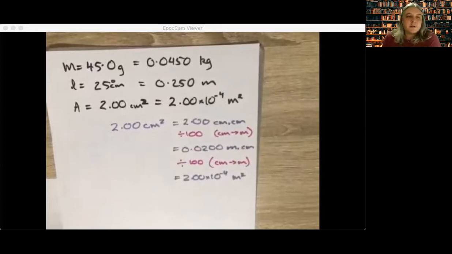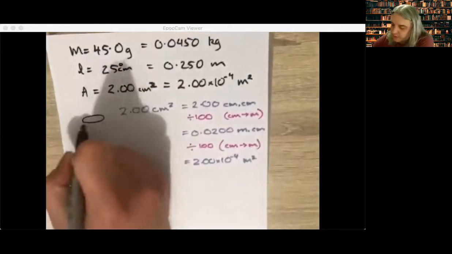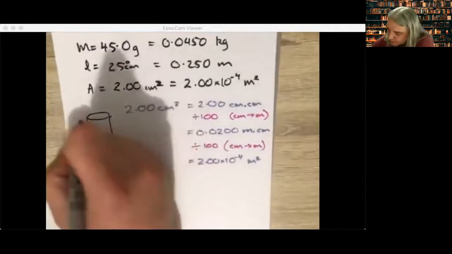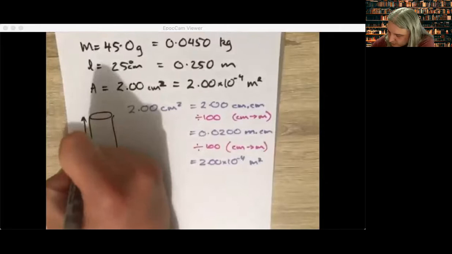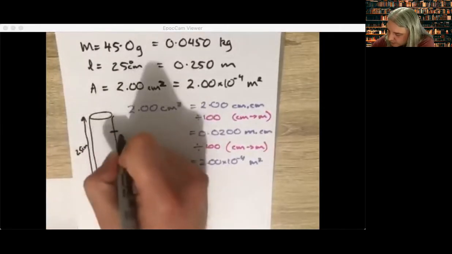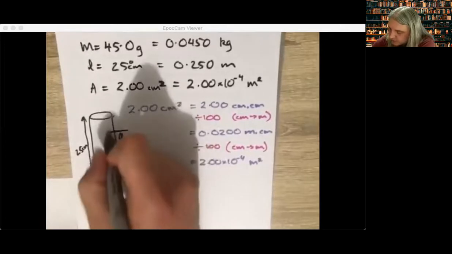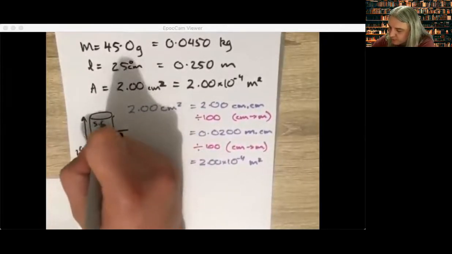And what is the question asking us? It's asking us where we want to put our marking on the hydrometer. So here's our hydrometer. We've got total length 25 centimeters, and we're asked to find some value. What distance up the hydrometer should we put our 1.00 specific gravity mark?